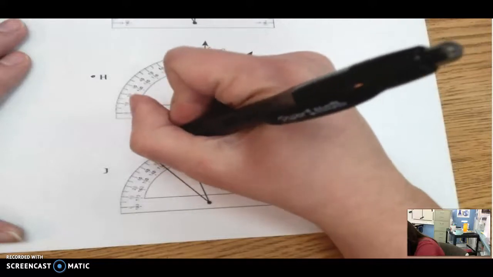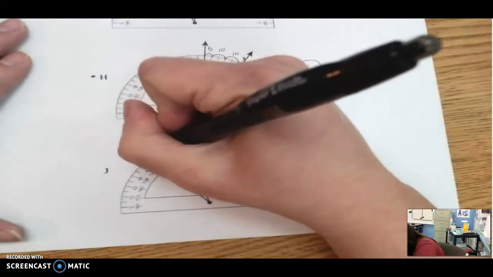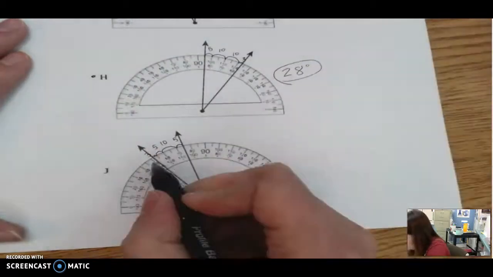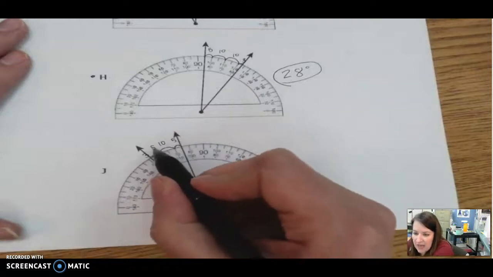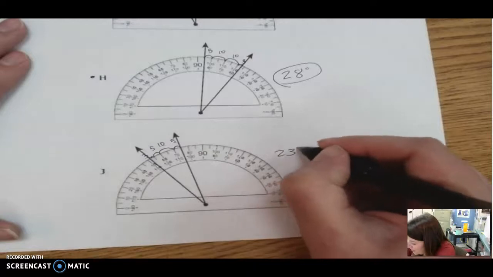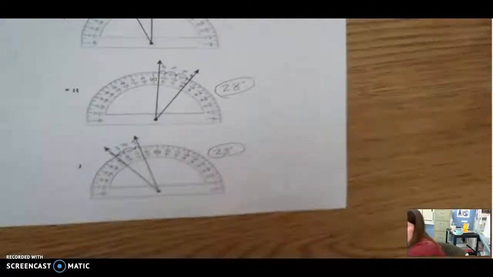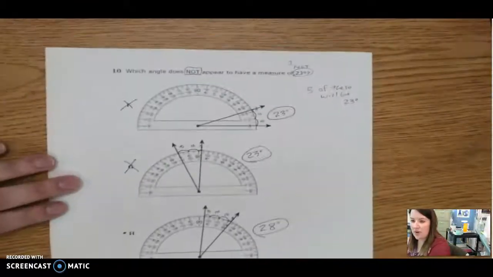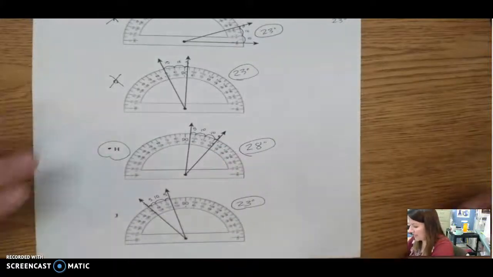From here to here is 5. And then it looks like it's about 3 right here. From here to here, so I have 5, 10, 20. This one is also 23 degrees. So the one that was not 23 degrees is the one that should be the correct answer. So for a problem like this, H would be the correct answer.